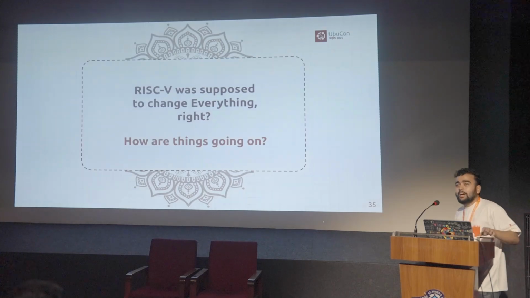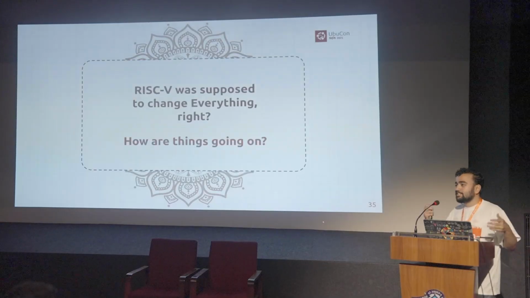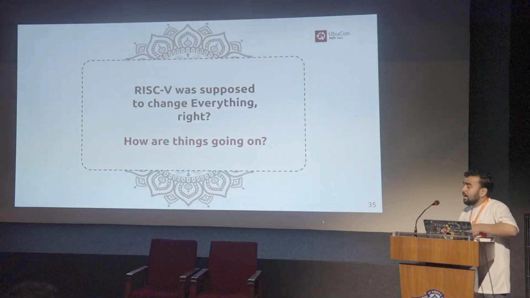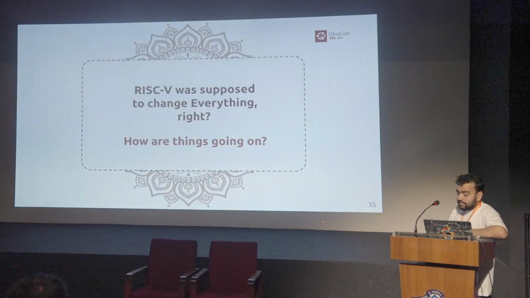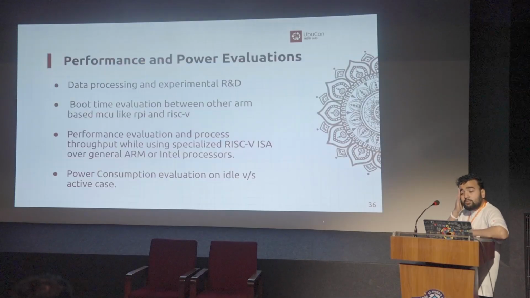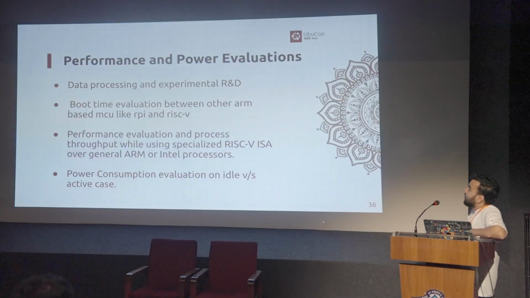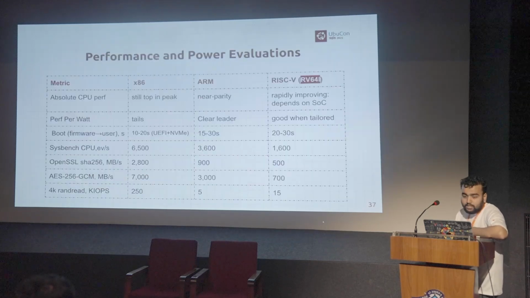And RISC-V was supposed to change things. I have been going on about RISC-V, why it's needed, why it's best. But how are things going on the ground? Has it changed? Has it made some real impact? Has it been able to solve some real problems? So we are going to go through the performance and power evaluation for now, on the data processing and experimental R&D domain: boot time evaluation, performance evaluation, and power consumption evaluation.